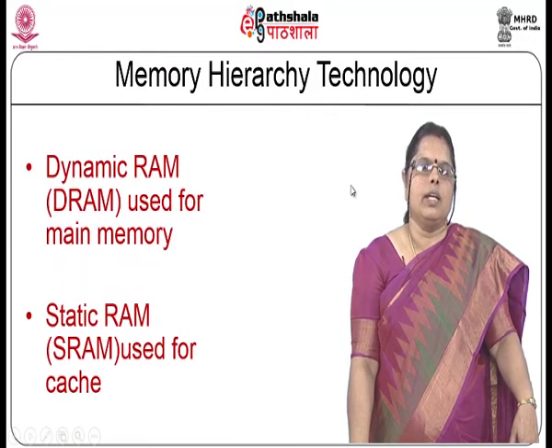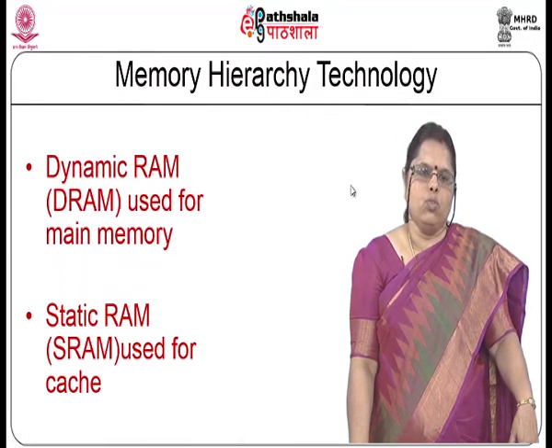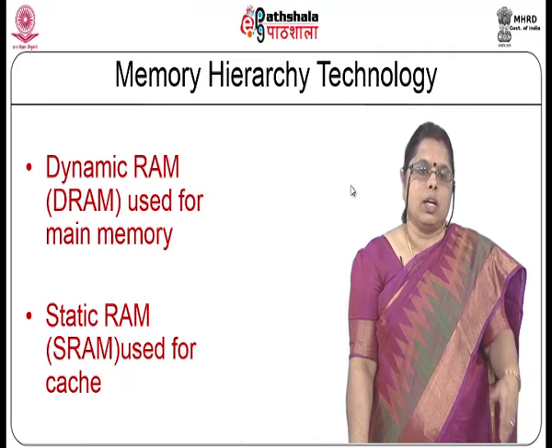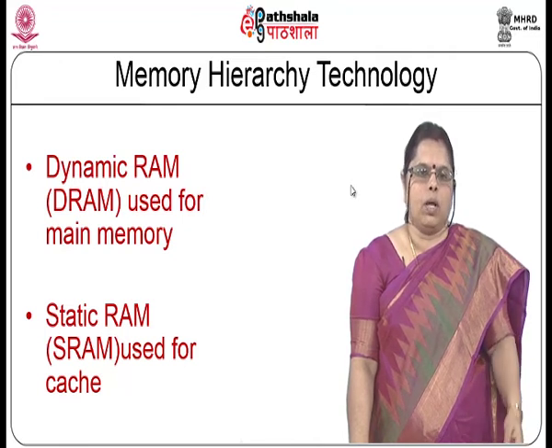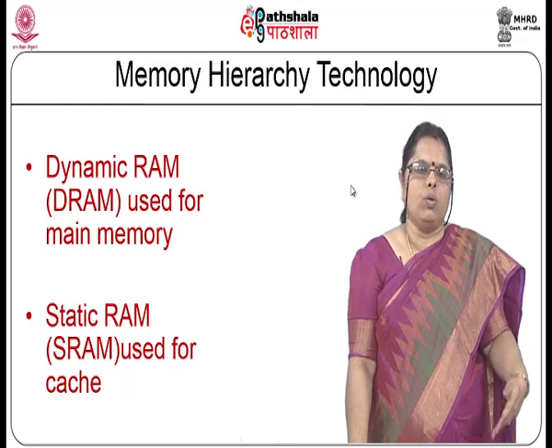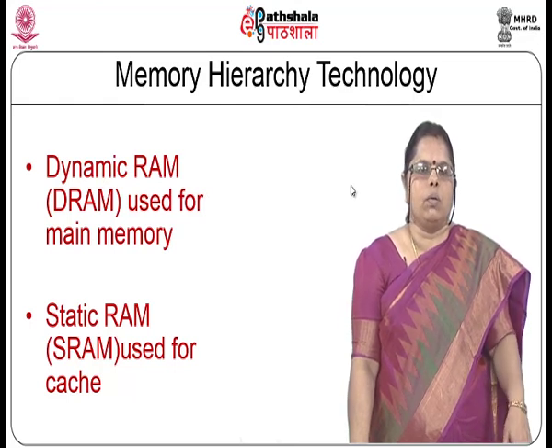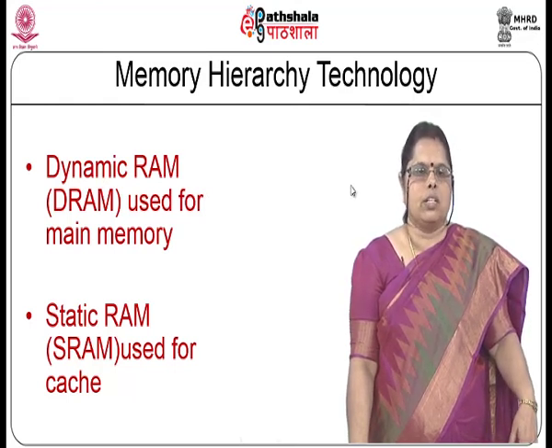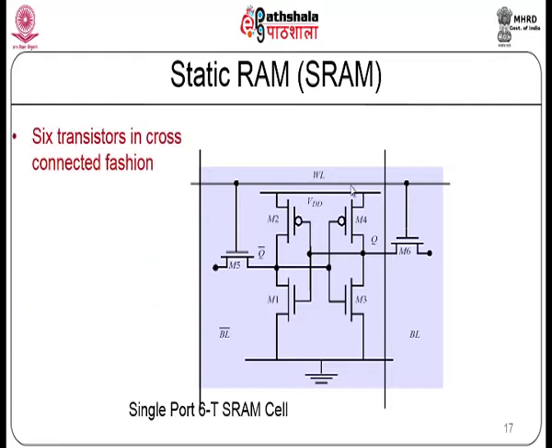So, obviously dynamic RAM is used for main memory because it is going to satisfy more of your capacity requirements, but it may not be very fast, and static RAM is going to be used for satisfying your speed requirements. It is used for your caches. So, we look at a little more detail of these types of memories.